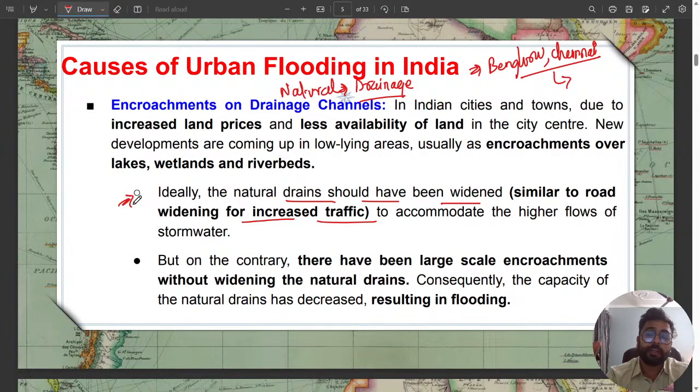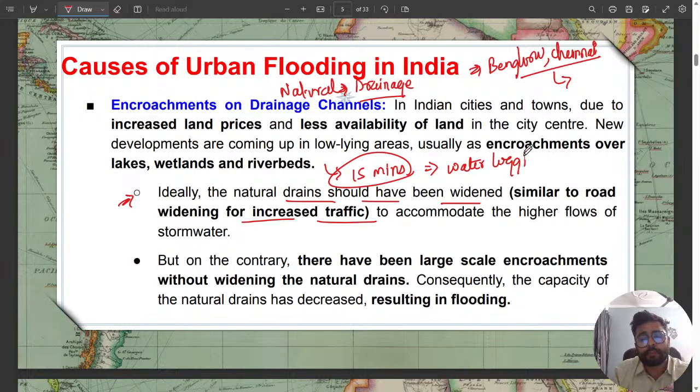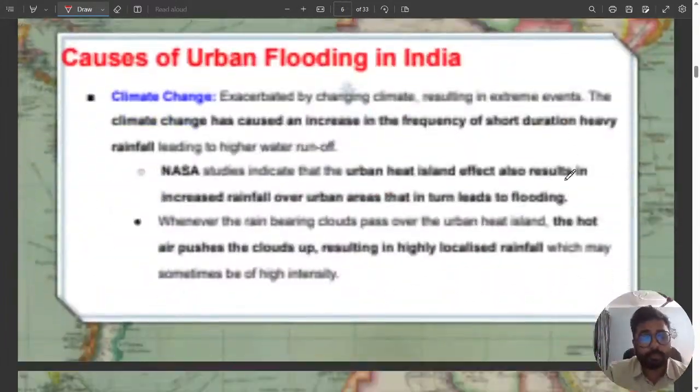This is why you will feel that after 15 minutes of rain in any major city, you will get hours and hours of traffic jams due to water logging. I have explained both the factors here: encroachment of natural drainage, and dependence on old drainage system without deepening it or upgrading it. It results in urban floods.